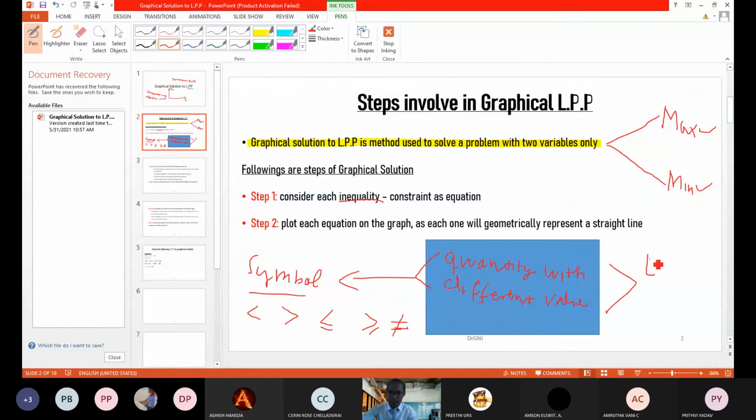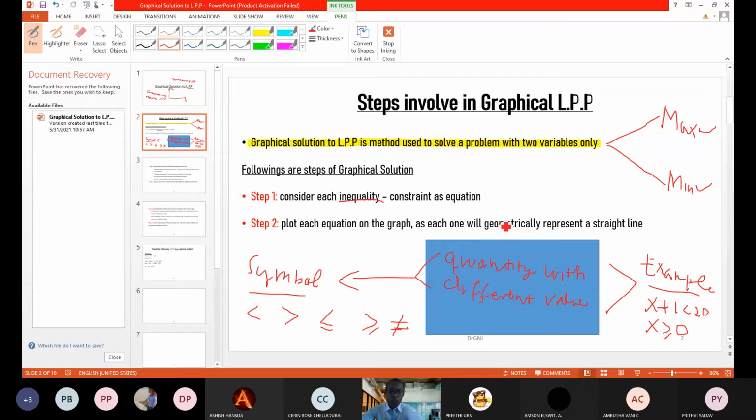We can take an example of this inequality. For example, x plus 1 should be lesser than, let's say, 20, no problem. Or x should be greater than or equal to 0. These are known as inequality equations.